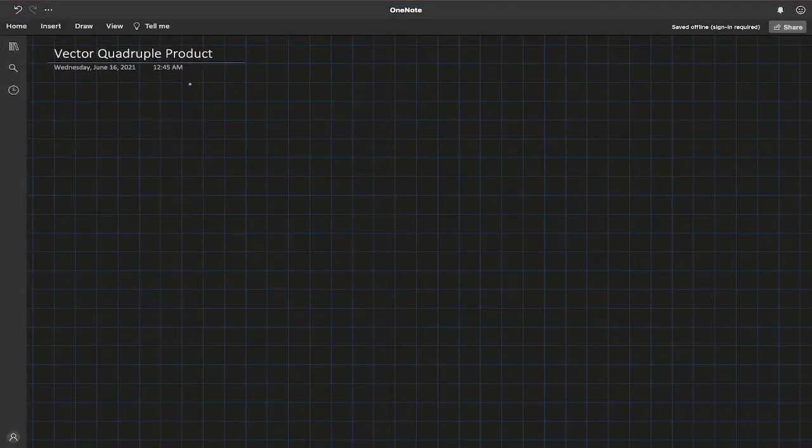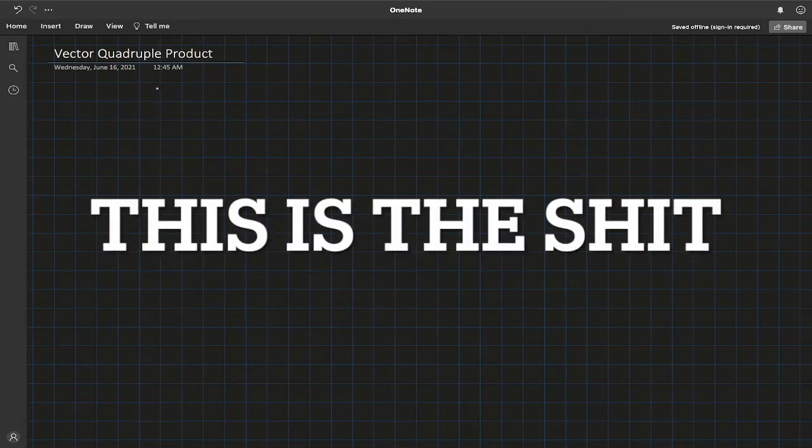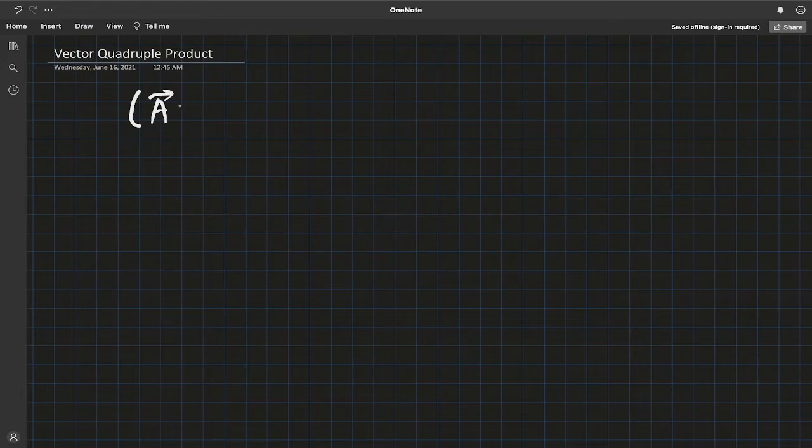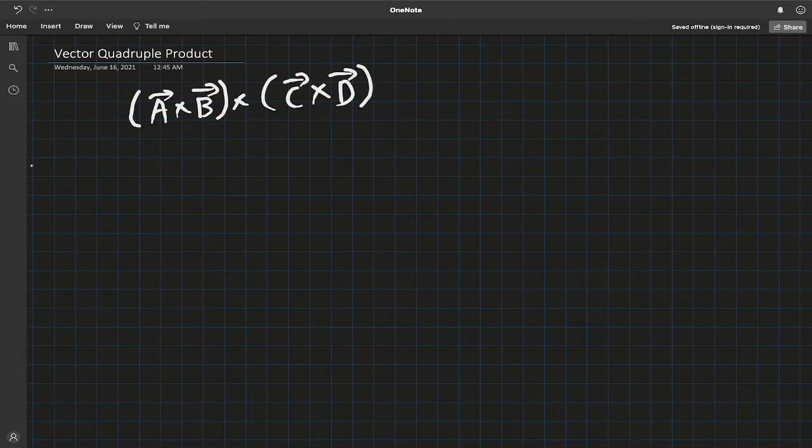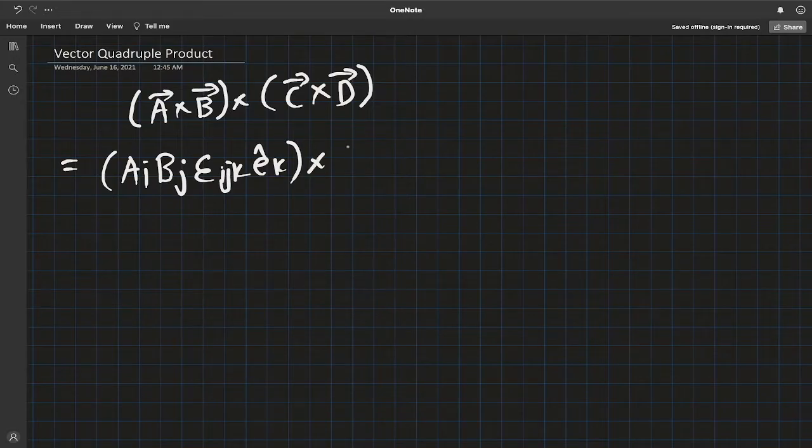Okay, now what if I were to tell you that the vector triple product was just child's play? Let's work with a vector quadruple product. Yes, this is some serious business going on here. So consider A cross B crossed with C cross D. Okay, again, skipping the steps of the cross product inside those brackets. Let's use L here.